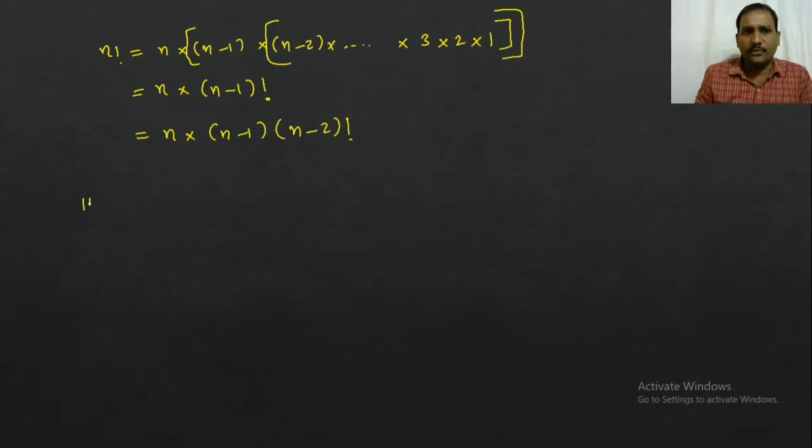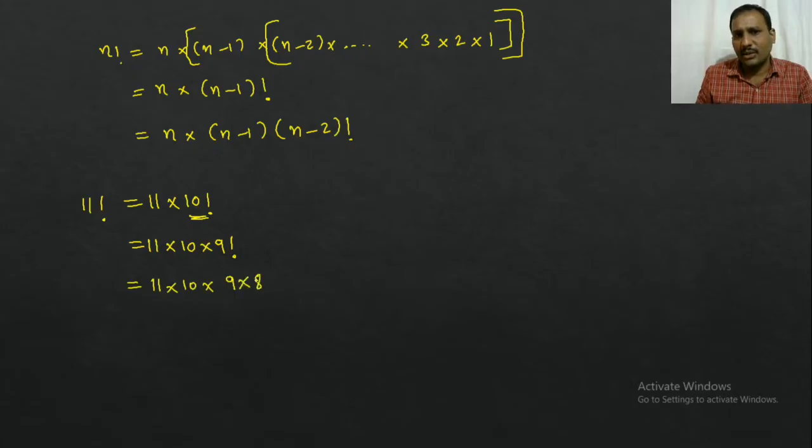So for example, 11 factorial can be written as 11 into 10 factorial, and this 10 factorial can be written as 10 into 9 factorial, or this 9 factorial can be written as 9 into 8 factorial, and so on. So any factorial you can simplify.